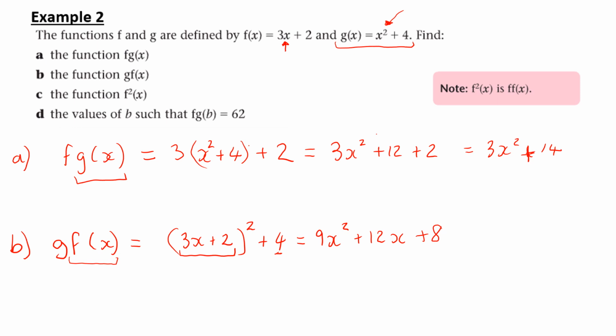So comparing our two answers, you can see that they're not the same. fg of x was 3x squared add 14, and then gf of x was 9x squared add 12x add 8. So you can see that they're very different answers. So when you swap the letters around, you do not get the same function. I'm going to go through C and D on the next slide.